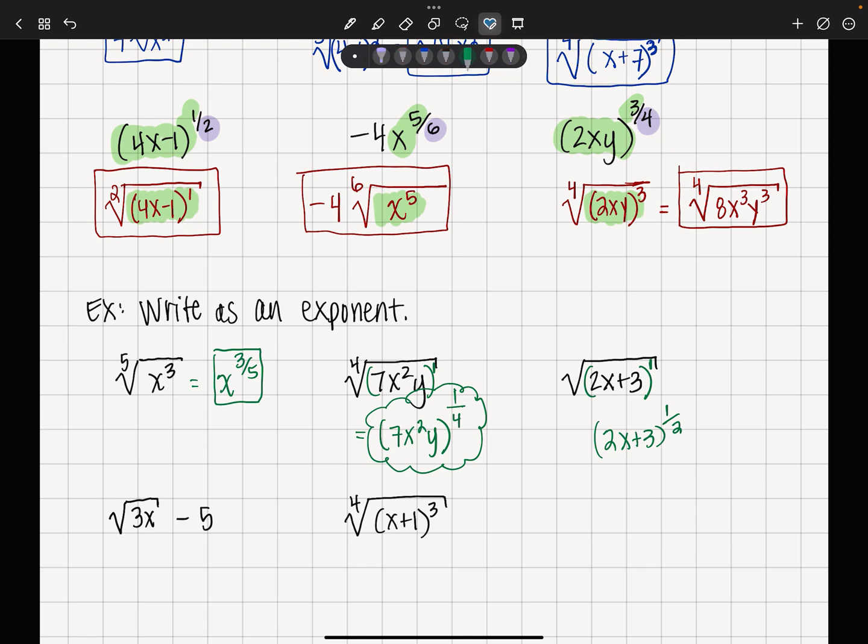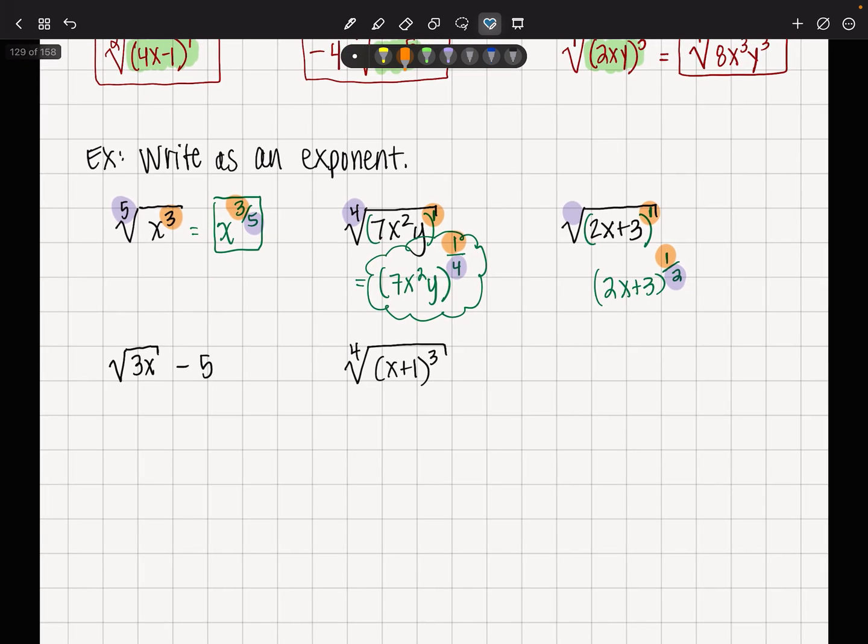So remember, use your highlighter. This index goes in the denominator, this index goes in the denominator, this index goes in the denominator. And then what goes in the numerator? Here, I'm going to make it in orange. That goes in the numerator. If it doesn't have an exponent, put parentheses around it and an exponent.